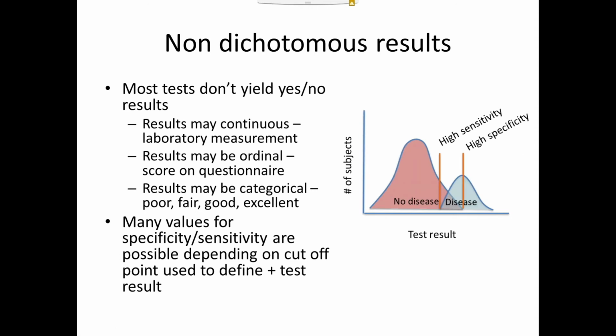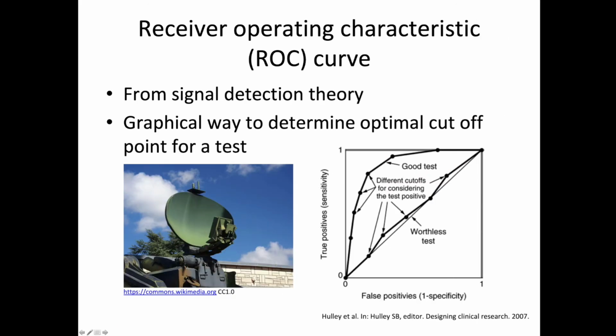On the other hand, if you set the cut point here, you have a high degree of specificity, but you sacrifice some sensitivity because you'll have some false negative results. So how do you determine what the optimal cut point may be? You use something called a receiver operating characteristic, or ROC curve. It was a technique developed in the 40s for radar detection of planes and missiles.